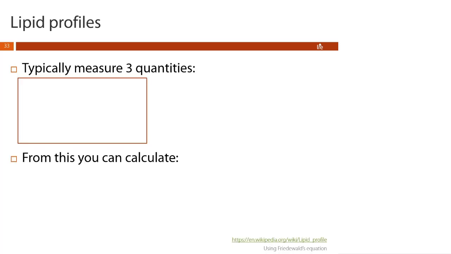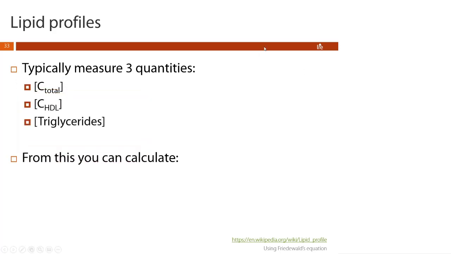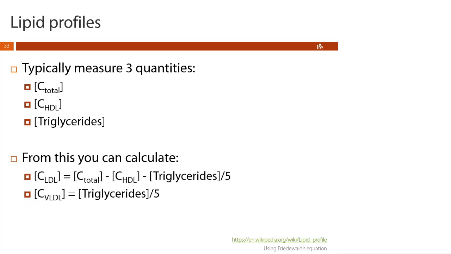Some of you in here, especially those of you who are closer to my age, might have had a lipid panel done before. These typically measure three quantities. They're going to measure the total cholesterol concentration, the cholesterol concentration from HDL, and your triglyceride concentration in your blood serum. And so from this, you can calculate the concentration of cholesterol from LDL using this first formula, and you can calculate the concentration of cholesterol from VLDL using this second formula.